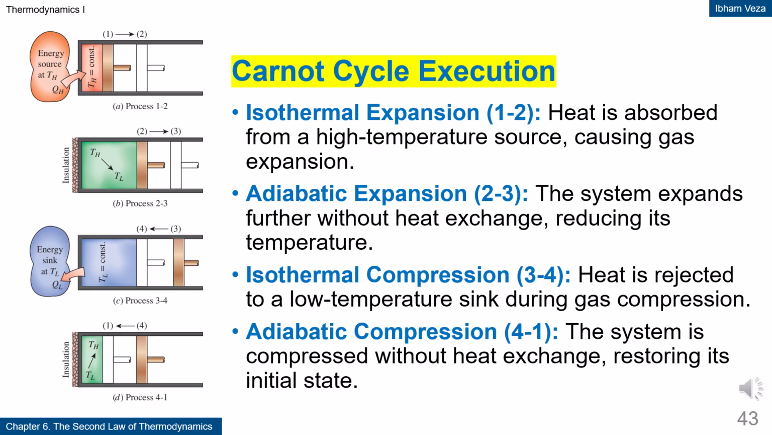Carnot Cycle execution. The Carnot cycle consists of 2 isothermal processes and 2 adiabatic processes. During isothermal expansion, the system absorbs heat from the hot reservoir. During adiabatic expansion, the system continues to expand without heat exchange, and its temperature decreases. During isothermal compression, heat is rejected to the cold reservoir. Finally, during adiabatic compression, the system returns to its initial state.